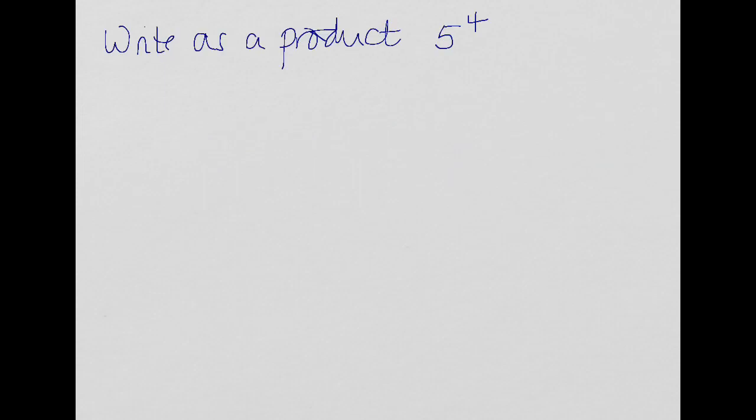Okay, next one. Write as a product. What does product mean? Product's another word for multiplying. So my answer for this would be 5 multiplied by 5 multiplied by 5 multiplied by 5, because 5 to the power of 4 is 5 multiplied by 5 multiplied by 5 multiplied by 5.